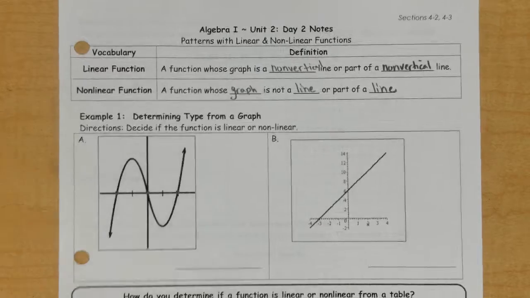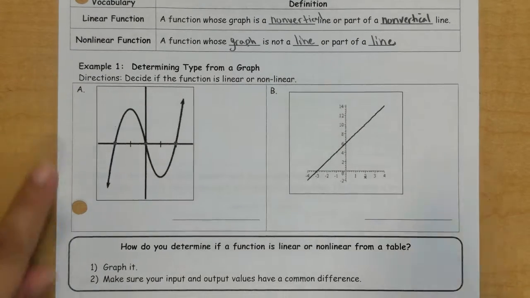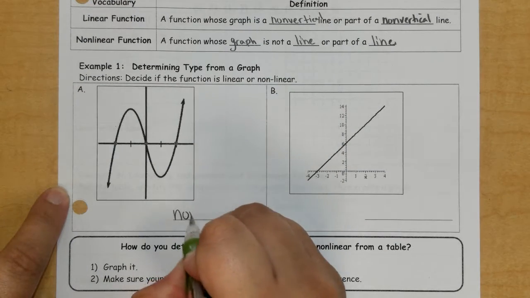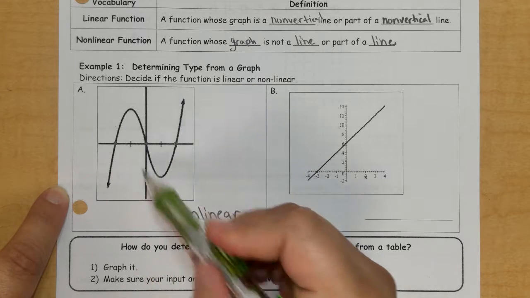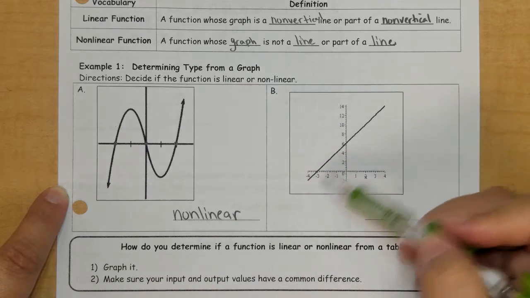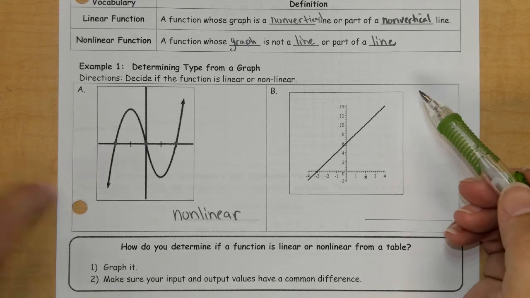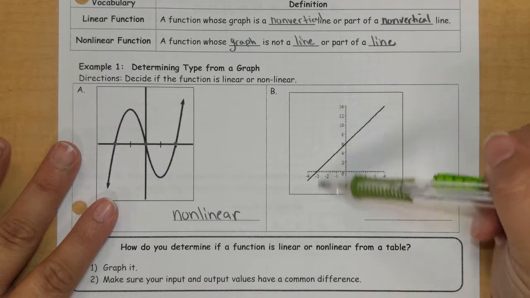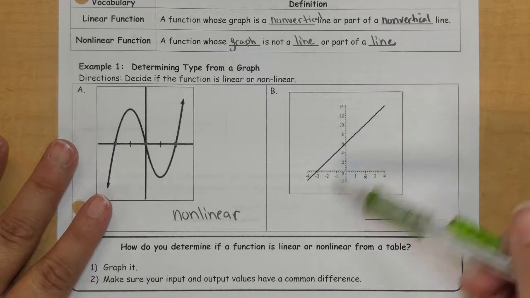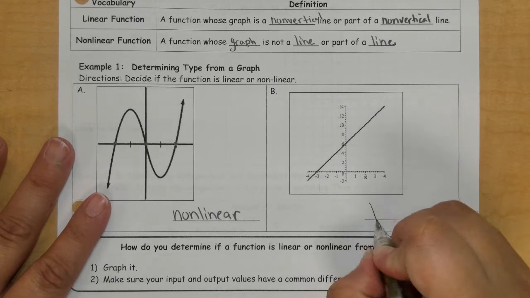So looking at a couple examples of this. Part A is going to be nonlinear. We can see it's not part of a line, it's not a line, it's definitely a kind of a curved shape. In part B, we have a line. It's a straight line. It is not vertical. Vertical will be up and down. Okay? It is just slanted slightly. So this is linear.